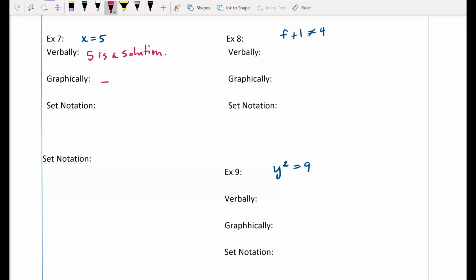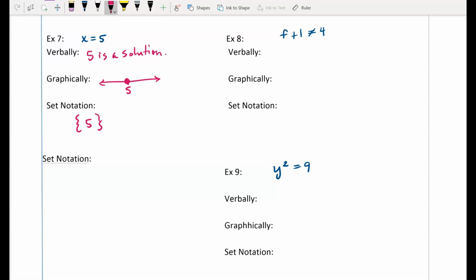So if I want to show that graphically, I could put it on the number line, and 5 is the only number that should have a dot on it because it's the only answer. For set notation, we use our squiggly brackets like this. It doesn't matter if they're not perfect, and we just list the solutions if that's possible.